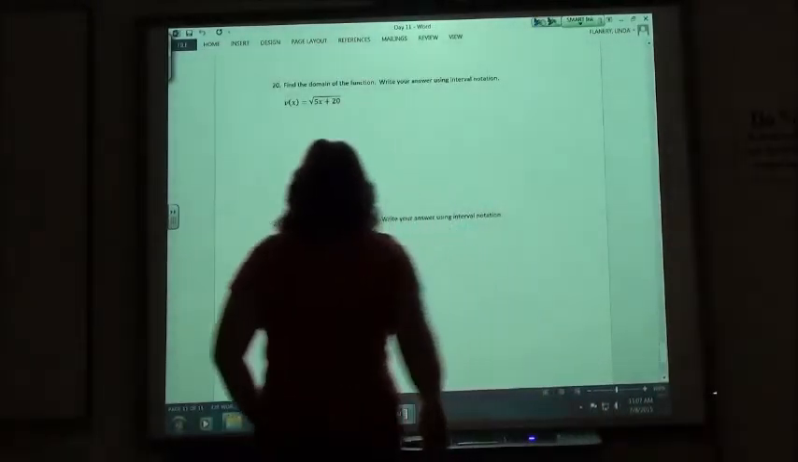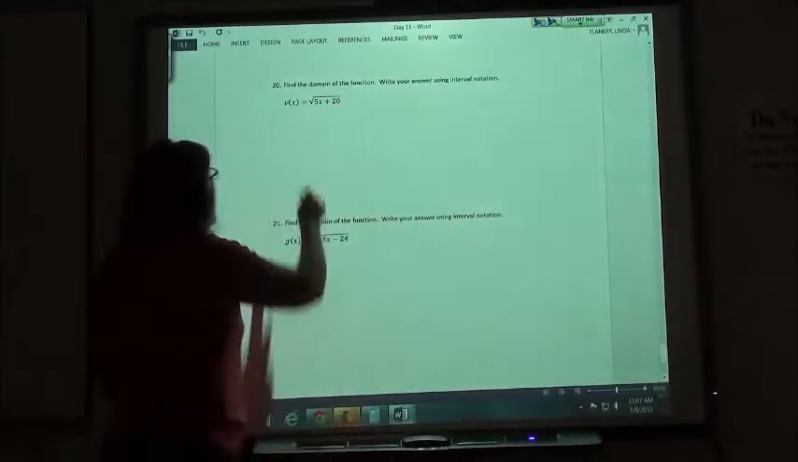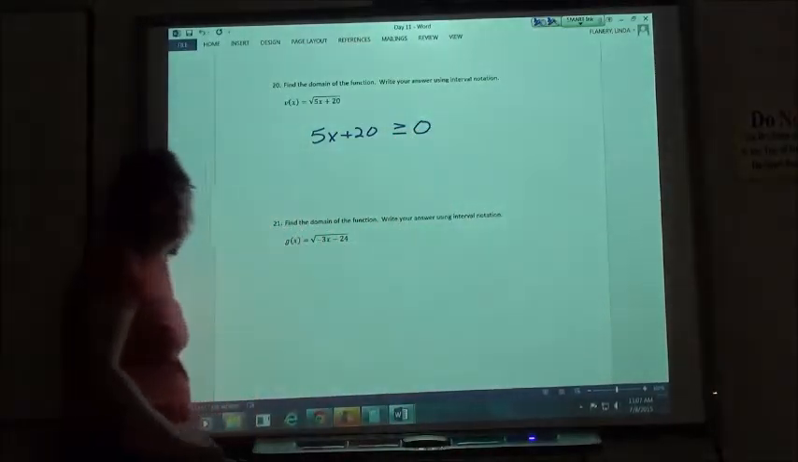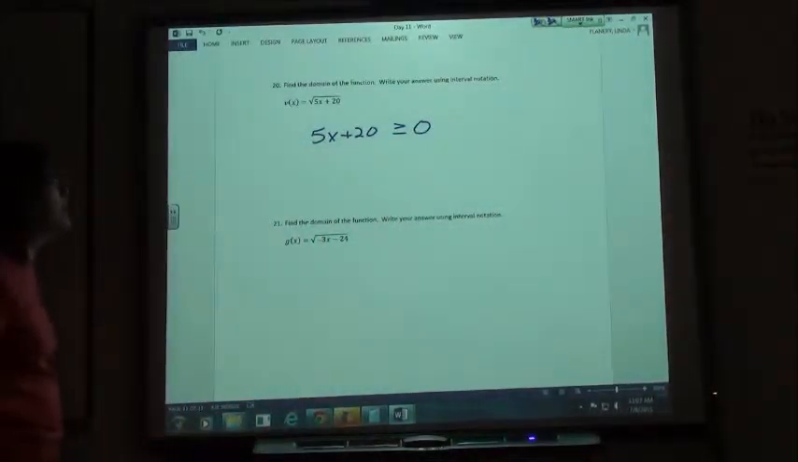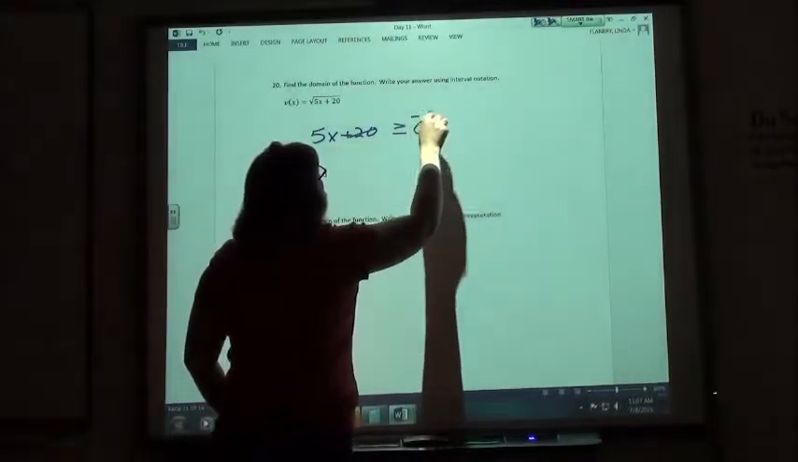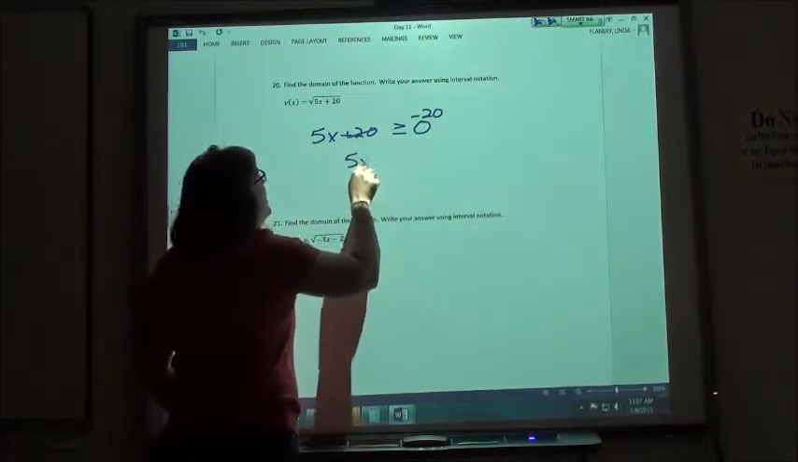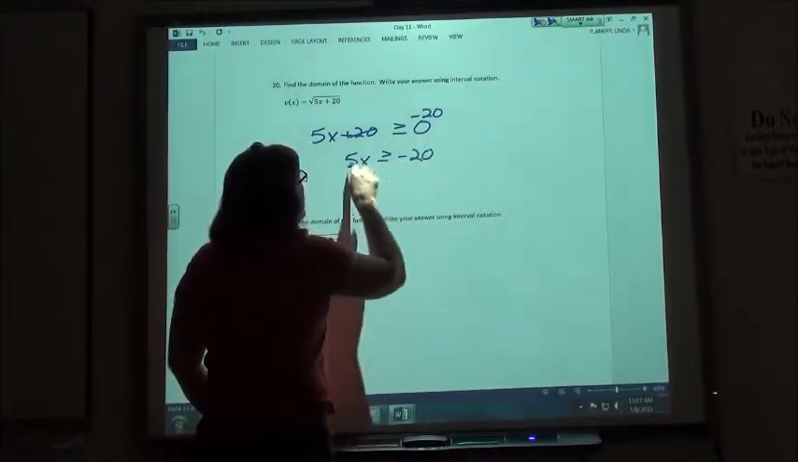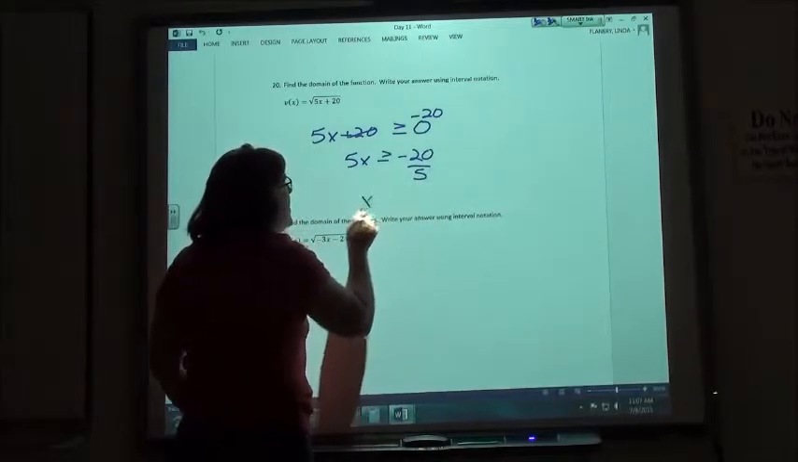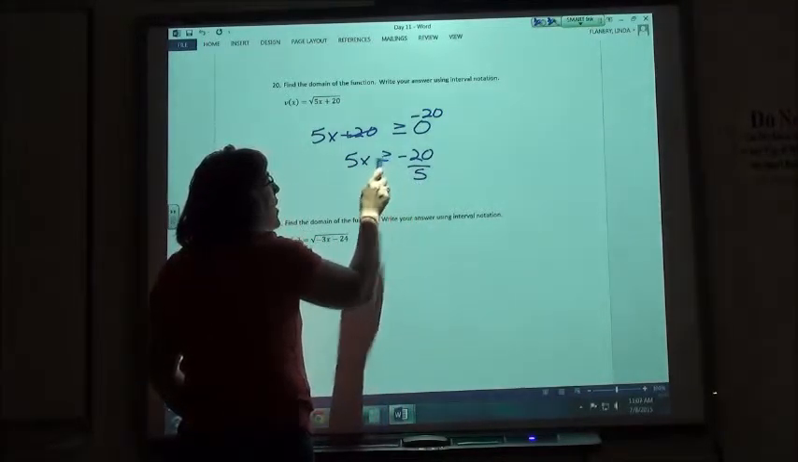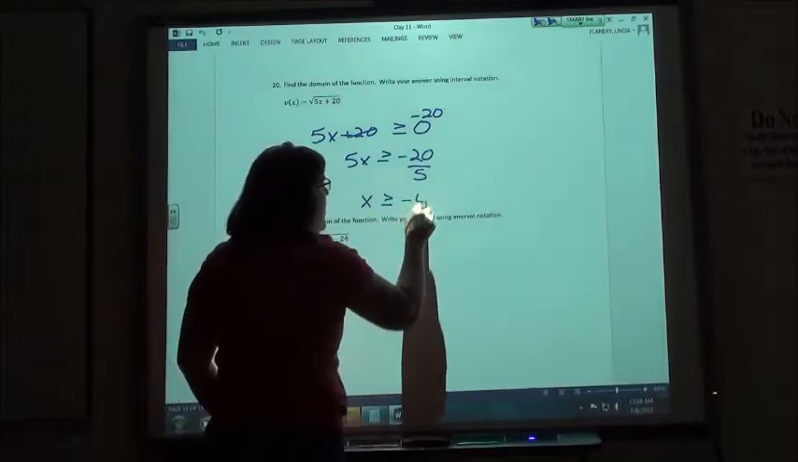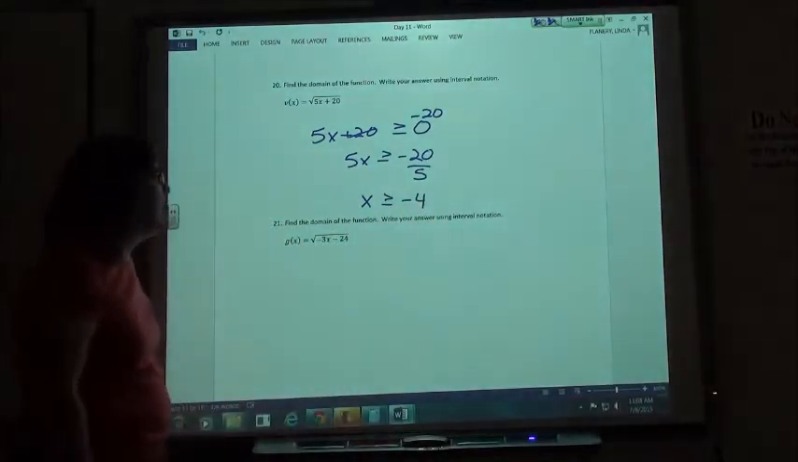Number 20 then. Again, I'm going to say that the 5x plus 20, the part under the square root, is greater than or equal to 0. Can't have a negative under our square root. I'm going to minus my 20. So 5x is greater than or equal to negative 20. I'm going to divide by 5. This time I divided by a positive, so I leave my inequality. X is greater than or equal to negative 4.